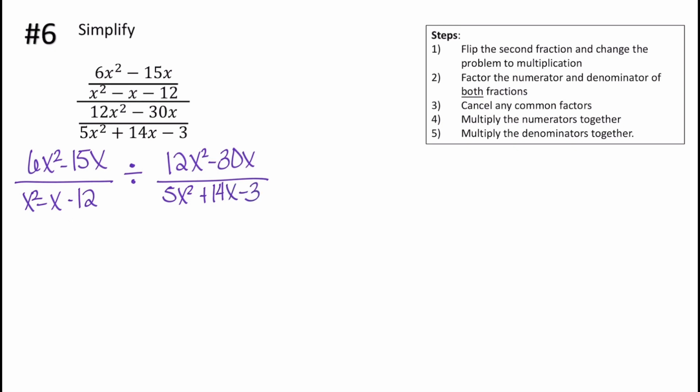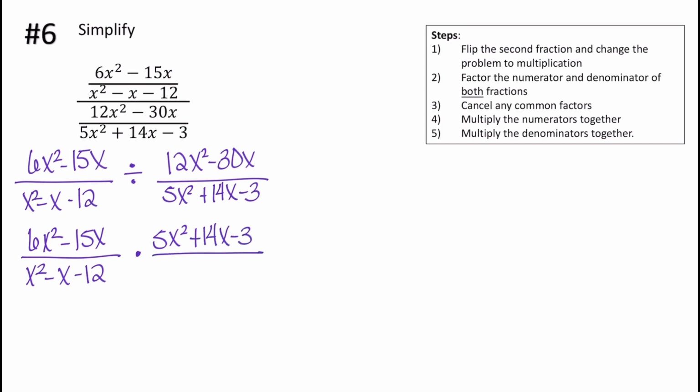Okay, so I'm going to use my same strategy. I'm going to keep the first fraction, 6x squared minus 15x over x squared minus x minus 12. I'm going to change it to a multiplication, and then I'm going to flip the second fraction. Okay, so now we're going to factor all of these numerators and denominators.